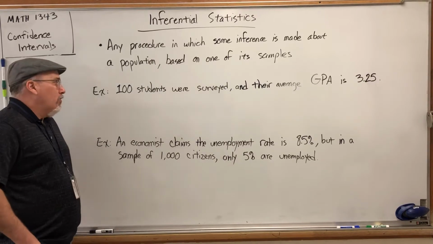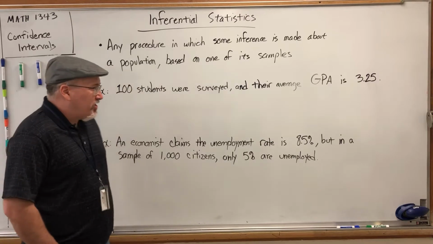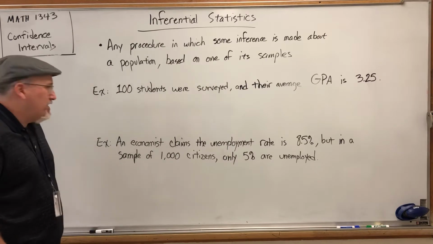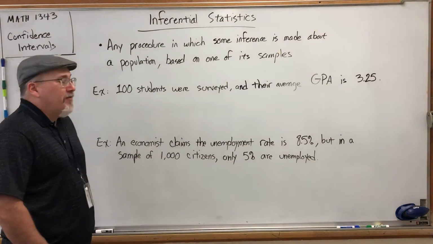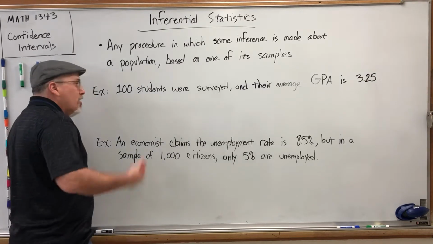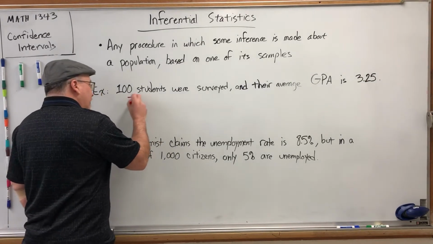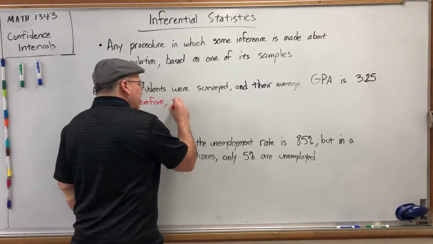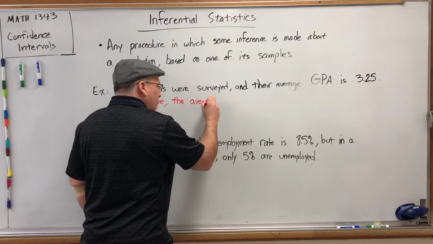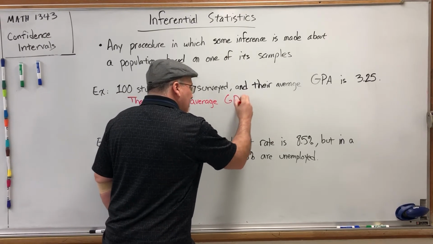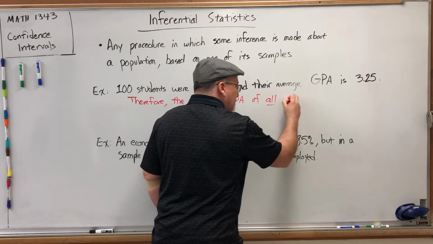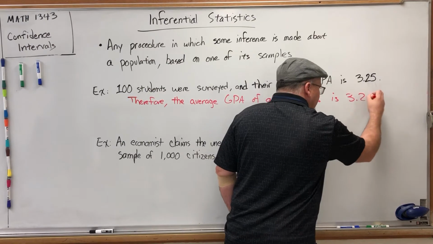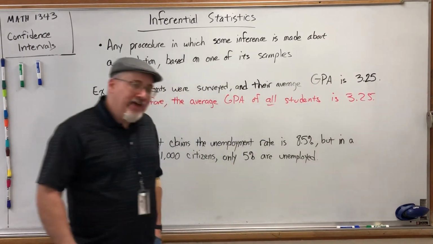In the first example, let's say that we survey 100 students and their average GPA was 3.5. There's a couple of claims that we could make, or a couple of statements, a couple of inferences we can make about a population. For example, we could say, therefore, the average GPA of all students is 3.25.